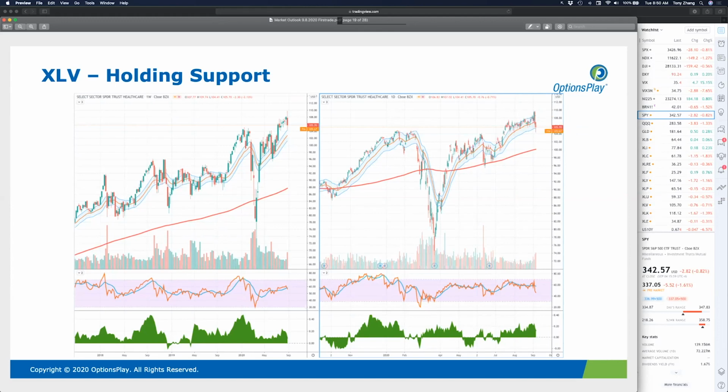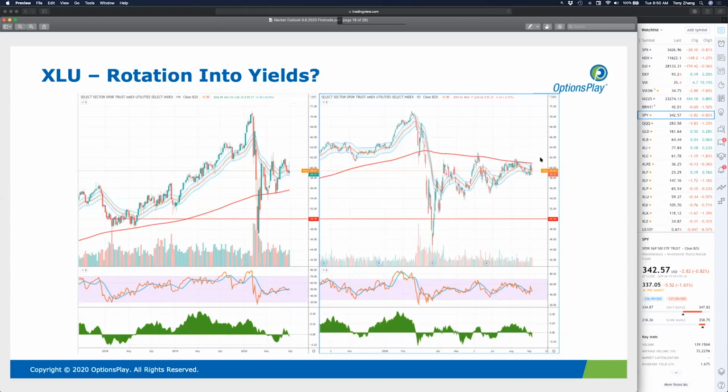as you get a rotation out of momentum and tech into some of these sectors like healthcare. If we look at XLU, normally we would see this type of rotation into sectors like this, especially with yields at such low rates, but utilities hasn't quite managed to break out here. So this is one that I'm paying attention to.